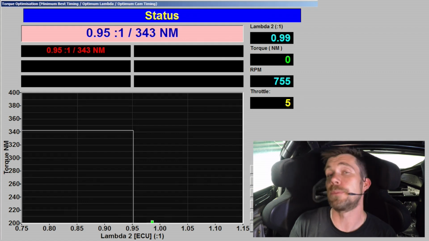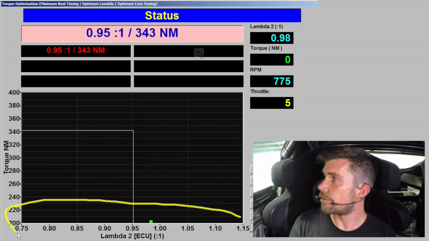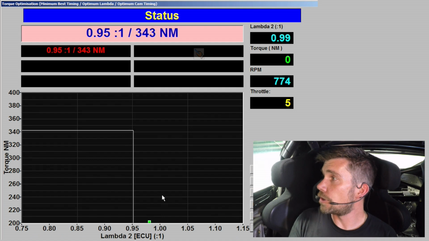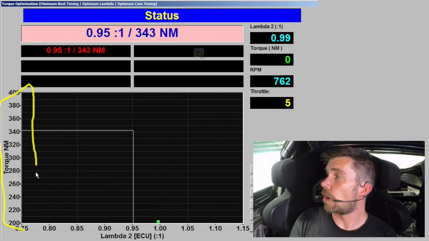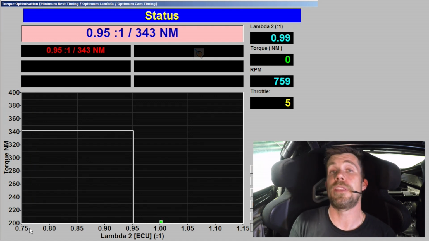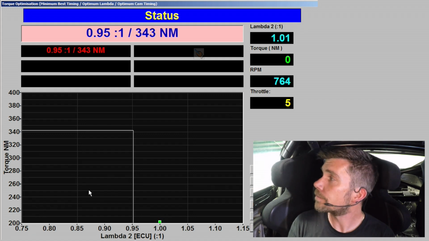So this is our torque optimization screen, and on the horizontal axis we have our measured Lambda, which is coming from the Haltech ECU. And on the vertical axis we've got our engine torque, which is being measured obviously by our dyno. And what's going to happen is while we're running the engine, the dyno will plot the torque in real time, so we'll be able to see that torque curve of how it's affected by our Lambda target.